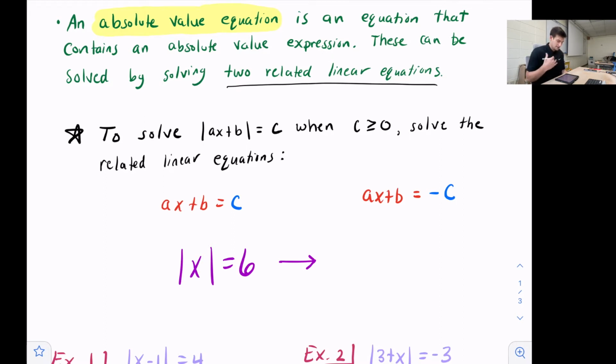We're going to solve the two related linear equations. So we have ax plus b equals c, exactly as it's written, and we have ax plus b equals the opposite of c. So let's think about why that is. Let's look at this basic example. Absolute value of what number is equal to 6? Well, x could be 6, because the absolute value of 6 is 6, or x could be negative 6, because the absolute value of negative 6 is also positive 6. Remember, absolute value just represents distance on a number line, or distance away. So we're going to use this logic to answer the rest of the examples.